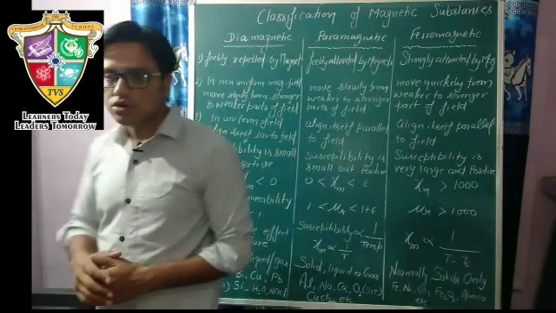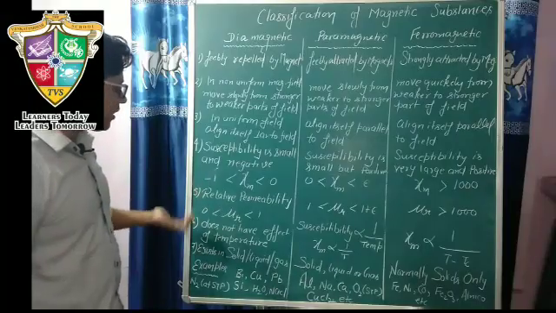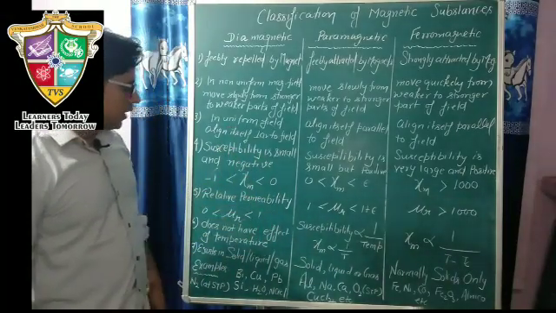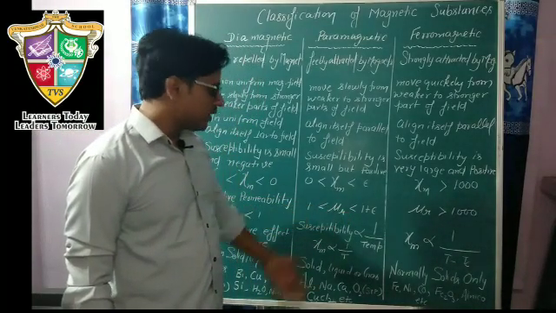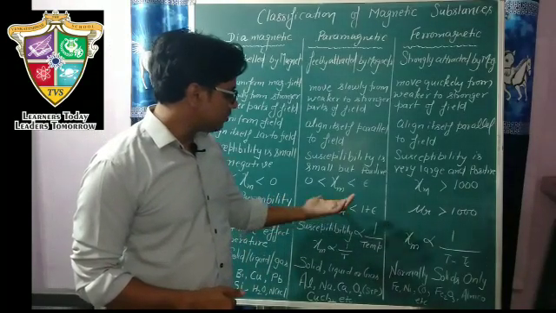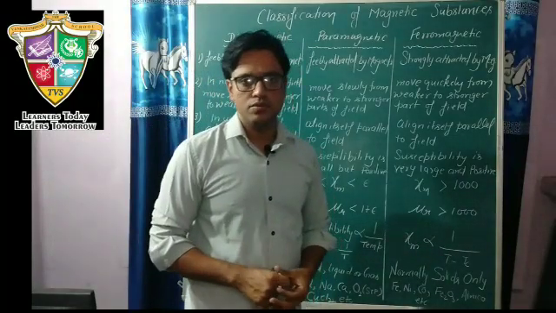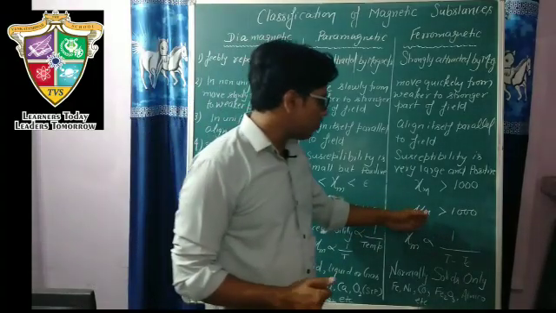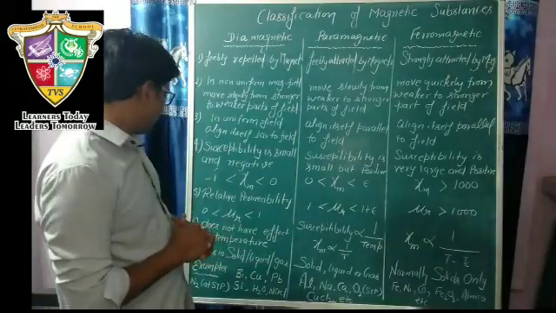And if we talk about relative permeability, then for diamagnetic substances the value of relative permeability is greater than 0 and less than 1. In paramagnetic materials, relative permeability is greater than 1 but not much more than 1. And in case of ferromagnetic, the value of relative permeability is very large.